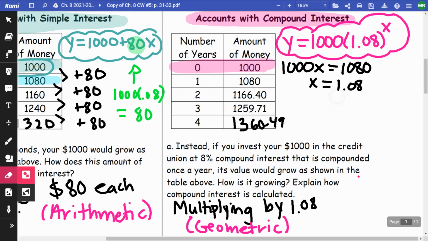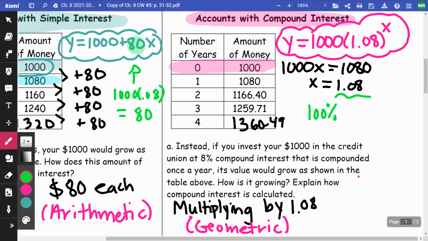And how we got this 1.08 is by taking 100% of the amount, like the 1,000, for example, for year 0, and adding on 8%, which is the 80. That's how we got the 1,080. And that is 108%. So every year we're working on finding 108%. So that makes a multiplier of 1.08 when we move our decimal 2 places.